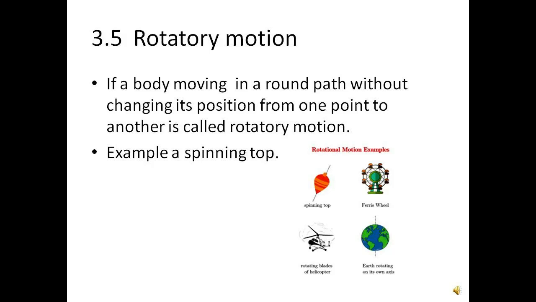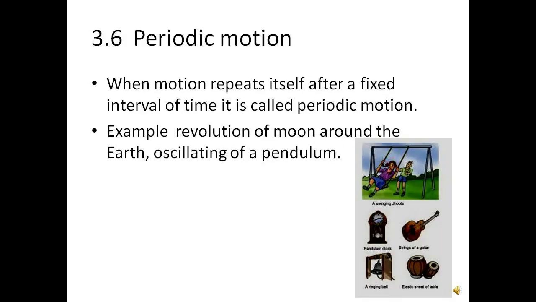Periodic motion is the second to last type. When motion repeats itself after a fixed interval of time, it is called periodic motion. Example, the revolution of the moon around the earth, oscillating of a pendulum.